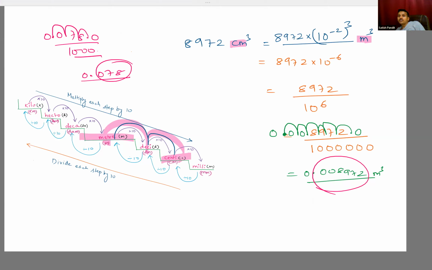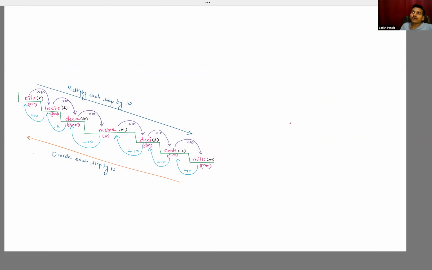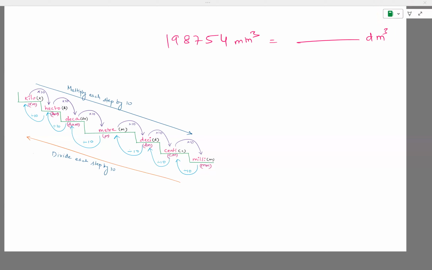Yes, very good. So can you all try and tell me what will be the answer to this question? Suppose I have 198754 millimeter cube to decimeter cube. Do it. I will come, try. Okay, I'll come. Okay, all of it.